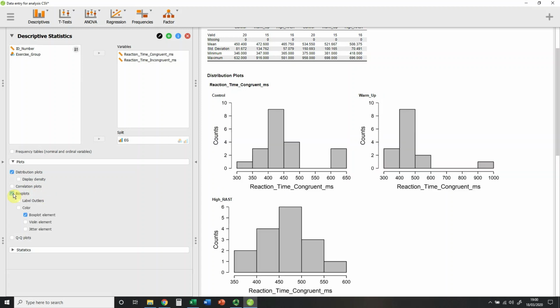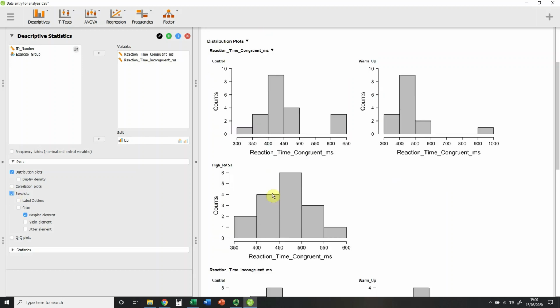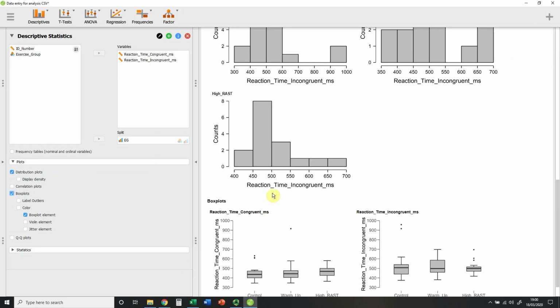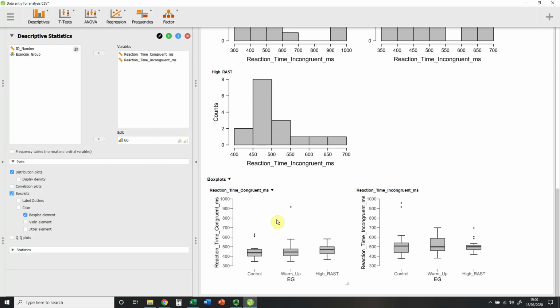If I add box plots, I'll create new box plots for us down at the bottom. Here are those box plots, and they identify that there are some outliers. I would like to know who those outliers were, in case of which participants are being identified as outliers: 7, 20, and so on and so forth.